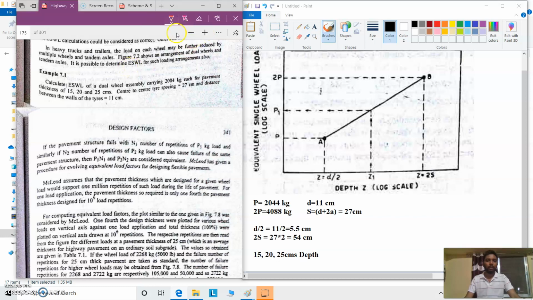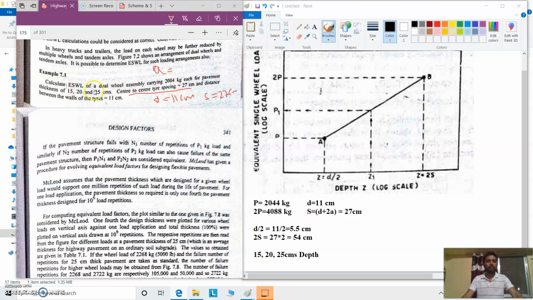So here the data will be given like this. The particular distance D between two wheel assembly is given as 11 centimeters and here S is directly given as 27 centimeters. In some cases they may give the contact area of each tire in terms of A. In that case we may have to consider S equal to D plus 2A. So here in this problem they have given S equal to 27 centimeters directly, right?